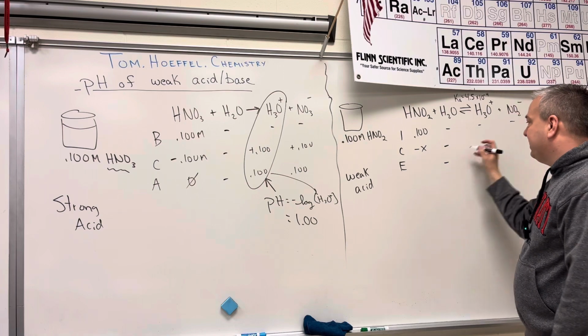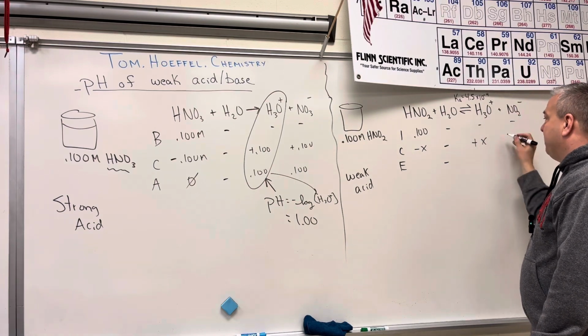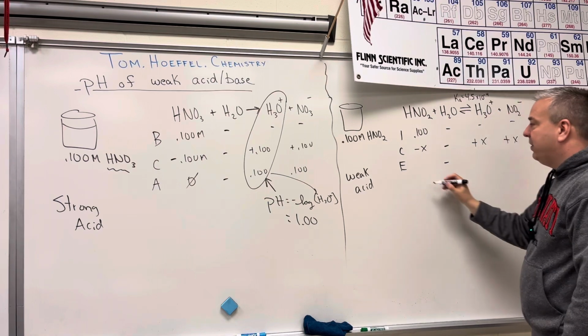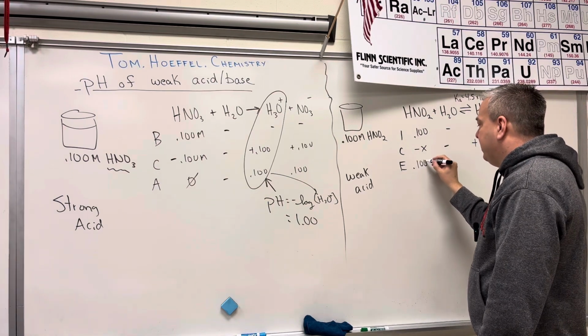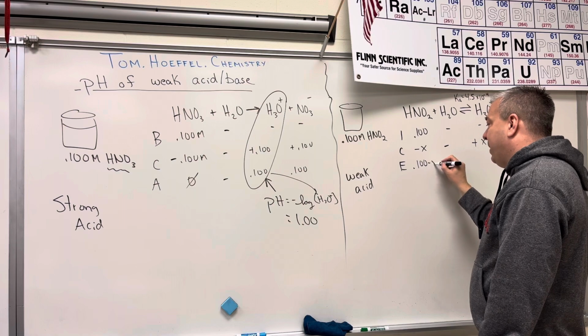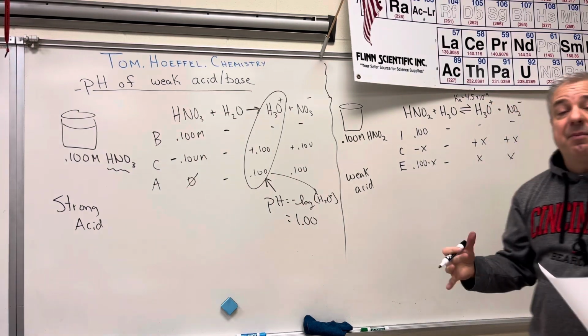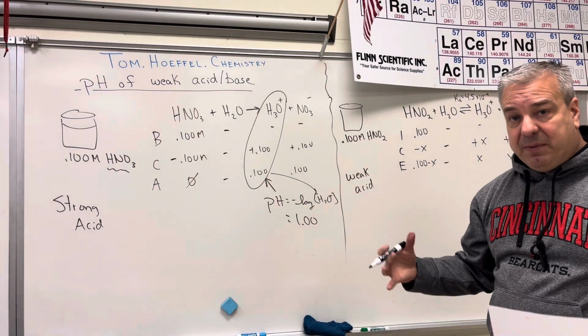So I'm going to put minus x, and then this is going to be plus x and plus x because of the 1 to 1 to 1 ratio. So this is going to become 0.100 minus x. This is going to become x, and this is going to become x. And I'm going to plug all that into my equilibrium expression.